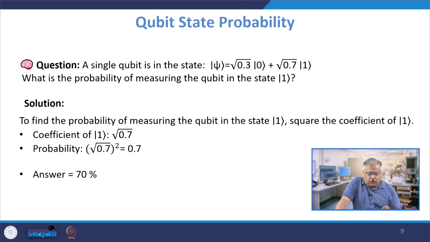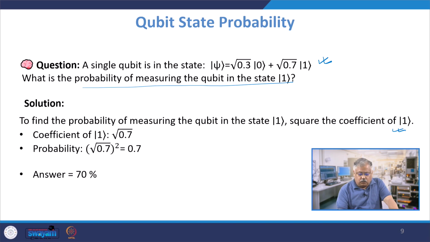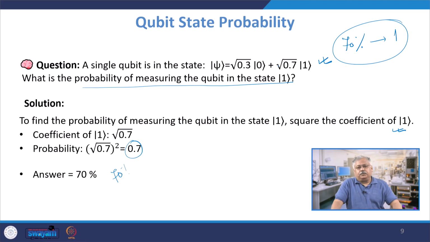Okay. Just a small numerical problem. I say that a single qubit is in the state shown here. What is the probability of measuring the qubit in this state? To find the probability, we square the coefficient of 1, and we find this to be root of 0.7 whole square, which is 0.7, which is 70%, which means that there is a 70% probability of finding 1 in the mixed state of 0.3 and 0.7, right.